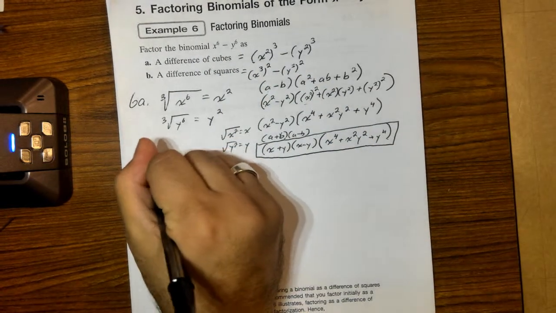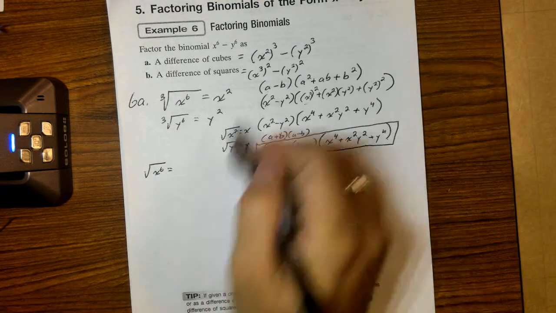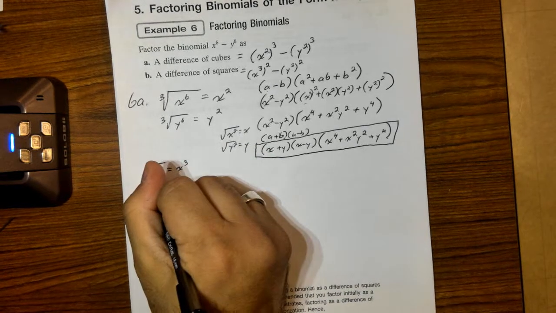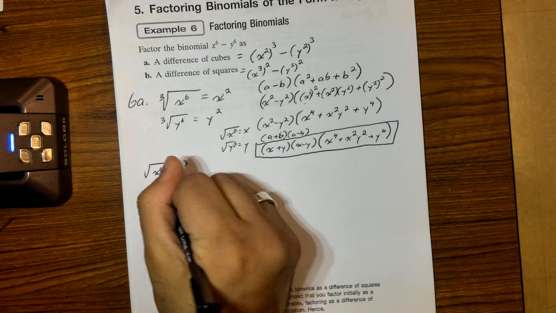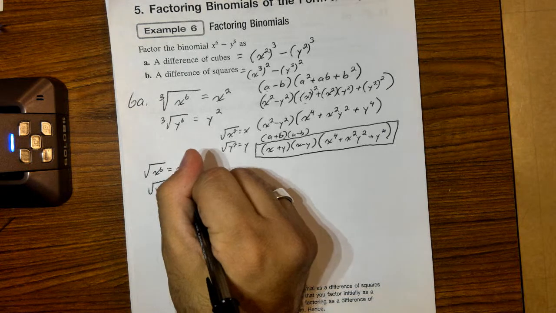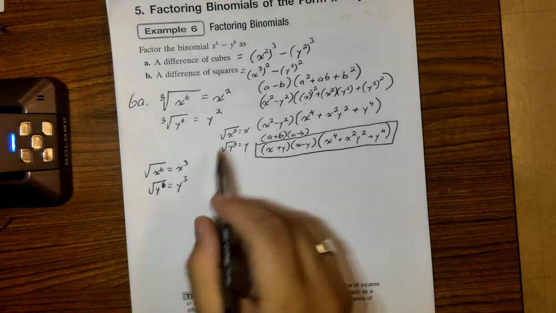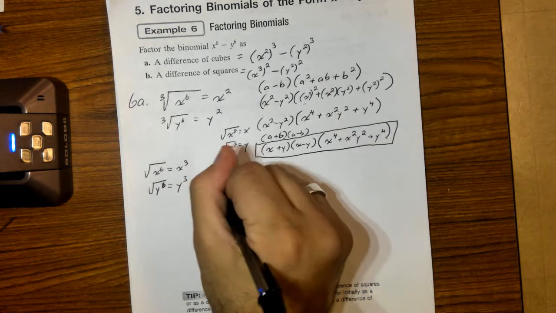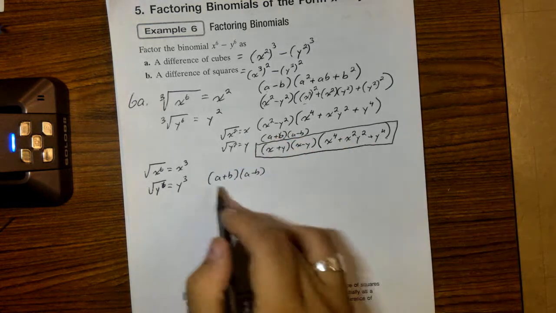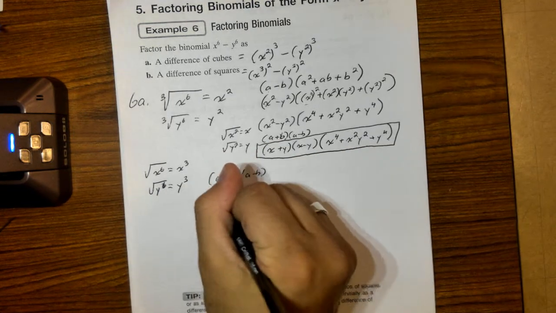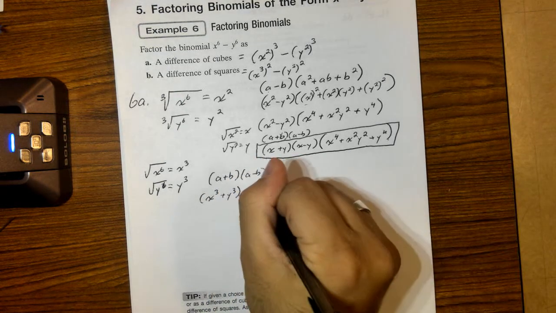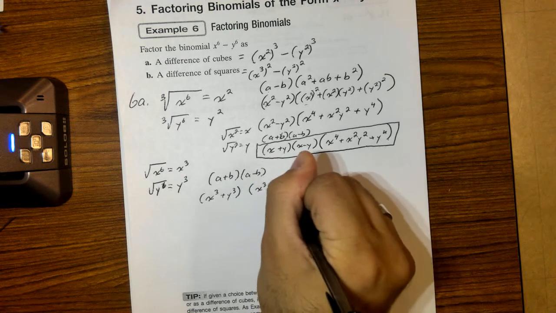So the square root of x to the 6 is, we already have the answer, x cubed, and the square root of y to the 6 is y cubed, y to the third power. So now that we're doing difference of squares, this is going to follow the conjugates, a plus b times a minus b. So here in this problem, we have x cubed plus y cubed, and then in this conjugate x cubed minus y cubed.